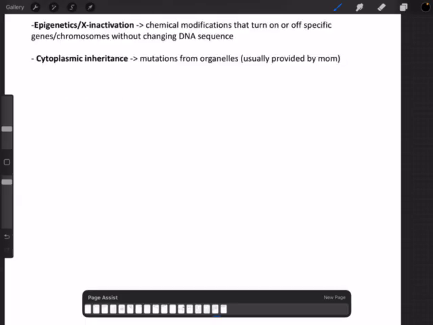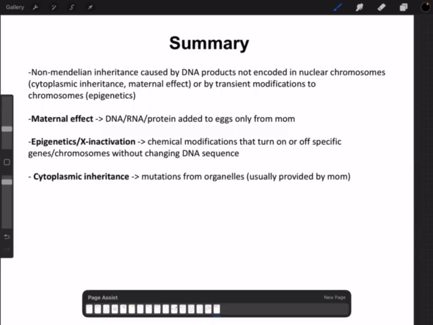Otherwise, that is all I have. There's a summary at the end. There's always a summary at the end. We just never get to it.